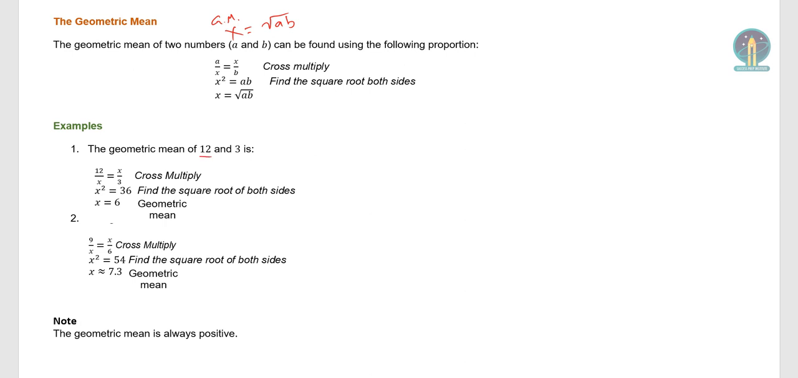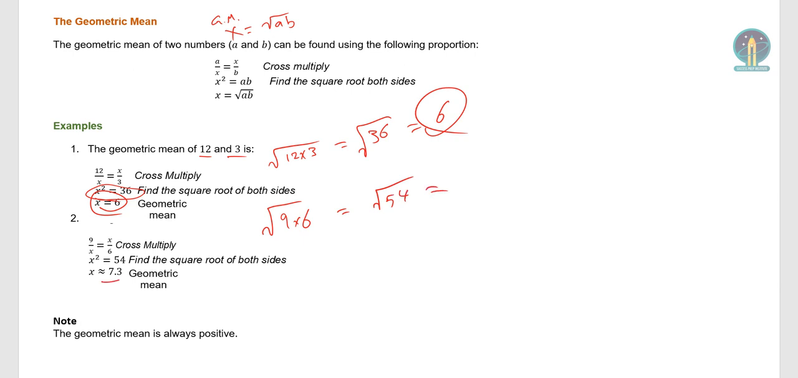Find the geometric mean of 12 and 3. Again, you can set up the proportion as a fraction, or you could just say it is the square root of the product of 12 and 3, which is 36. The square root of 36 is 6, so the geometric mean is 6. Now 9 and 6, same thing. You can set up the proportion as two fractions like this, or you can say it's the square root of 9 times 6, which is the square root of 54, which is approximately 7.3. The geometric mean is always positive. That's something to keep in mind.